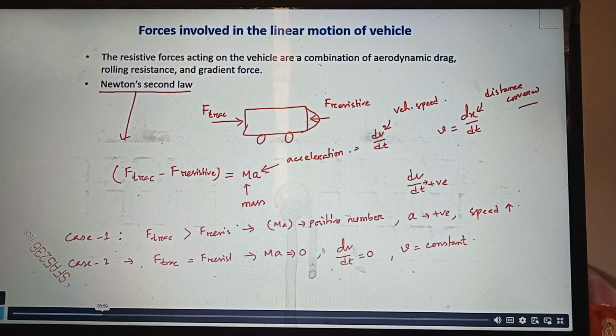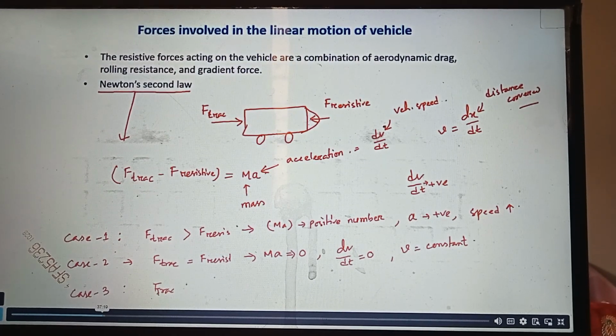So if you want to maintain a constant vehicle speed, you have to apply a tractive force which is the same as the resistive force, right? They will balance each other and the system will run at equilibrium at constant speed. Think about case 3: F tractive is less than F resistive.